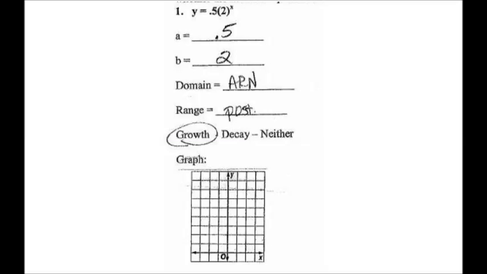All right, so looking at this one, your A is 0.5, your B is 2, your domain is all real numbers. The range is all positive numbers because A was positive. It is growth because B is greater than 1. We know it's going to go through 0.5, and it's growth, so we know it's going to be going up.